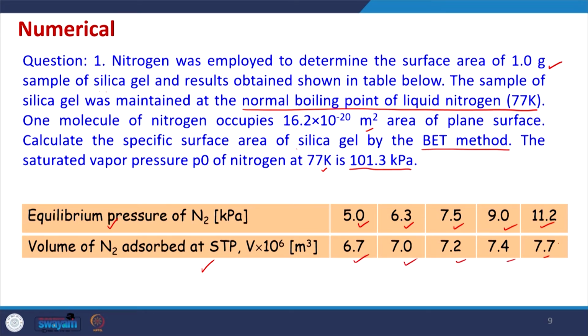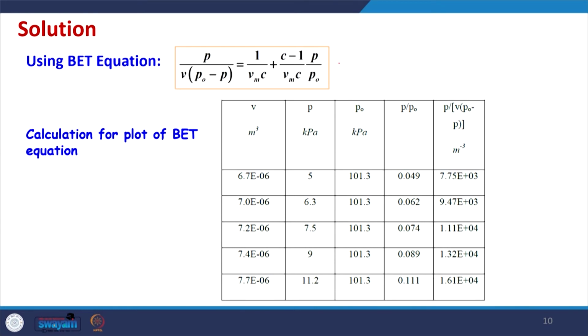Now, what we do is that this is the BET equation. So, we perform the calculation first. Volume is already given, pressure is given, P0 is known. So, we determine P by P0. Similarly, we can determine P divided by V into P0 minus P.